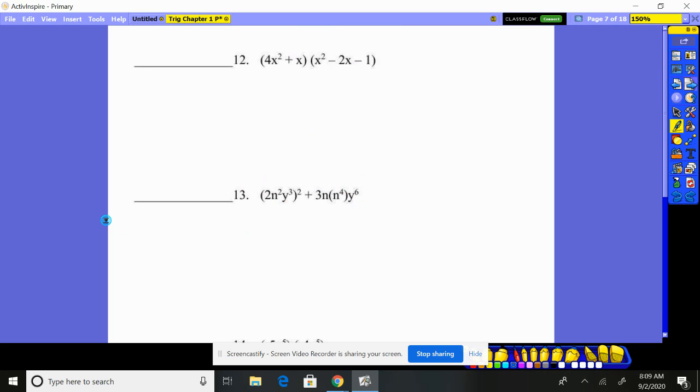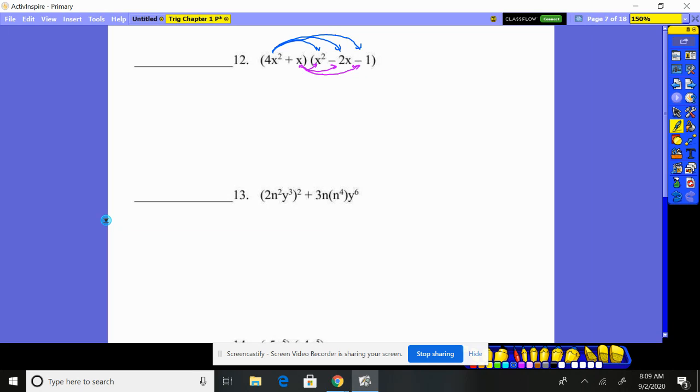All right, number 12. Here's an example of a binomial times a trinomial. So we're going to have to distribute the 4 through to that piece, and that piece. And then we're going to come in and distribute the x through here, here, and there. So let's do that. That'll give us 6 total pieces, what we call terms, and then we'll, boom, combine like terms.